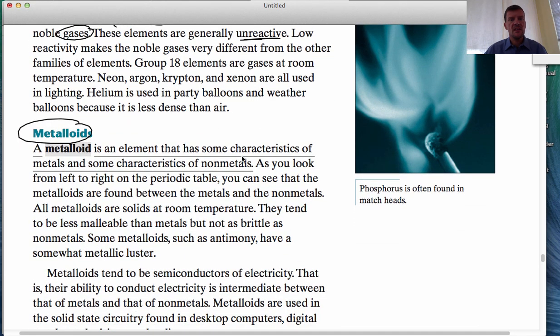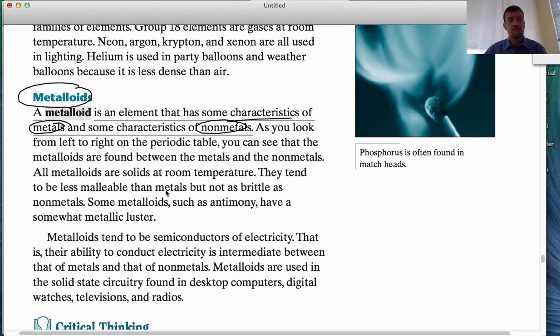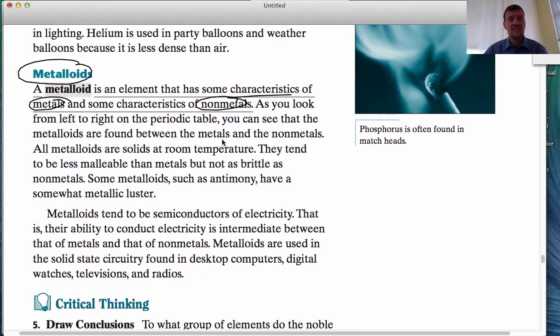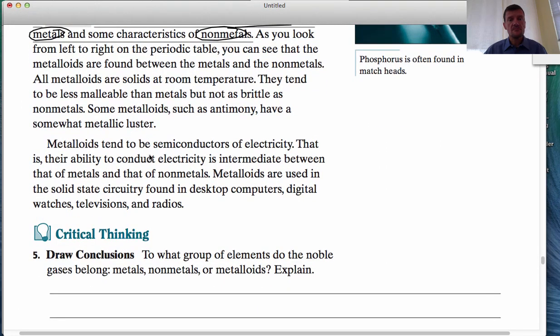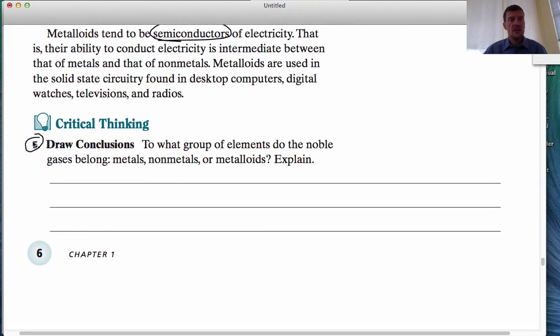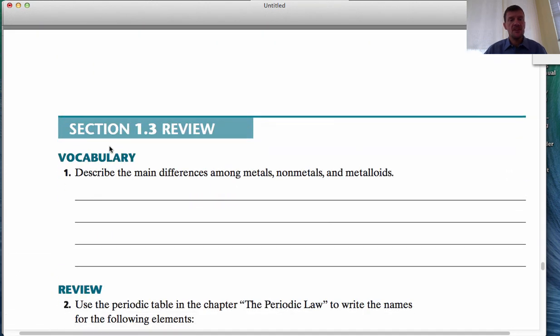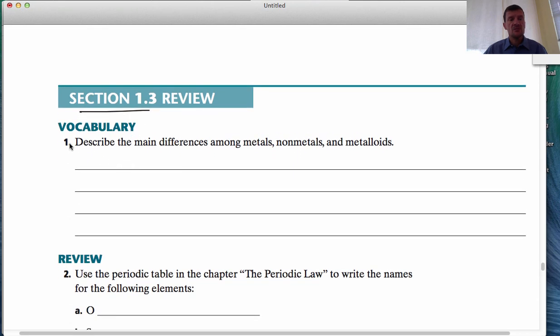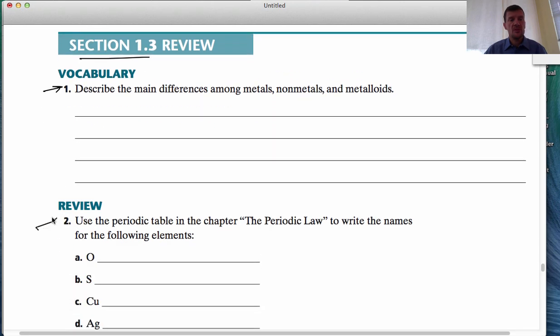Metalloids, I already mentioned, have characteristics of metals and nonmetals together. So they can be very useful in their own right. Okay? For example, semiconductors. Those are metalloids. Silicon, for example. Okay? Number 5, you can answer that one, and then you can go on and read and answer all the questions here in section 1.3.